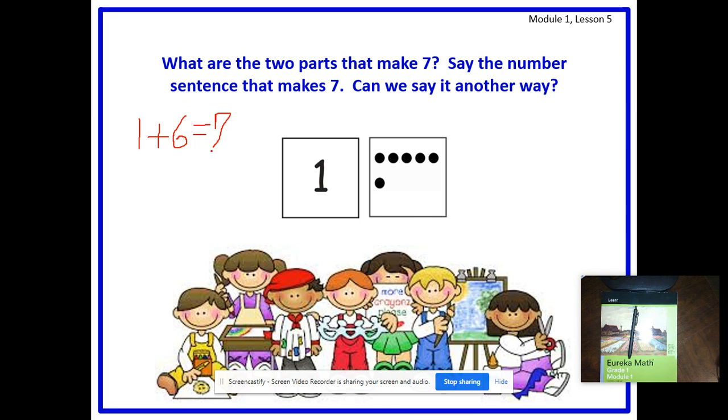Can we say it another way? Yes. Now we're going to say the number sentence starting with the students with short hair. So the number of students with short hair is what number? Get ready. Yes, 6. Plus the student with long hair is what number? Get ready. Yes, 1. So now we're going to say the number sentence starting with 6. Get ready. 6 plus 1 equals 7.